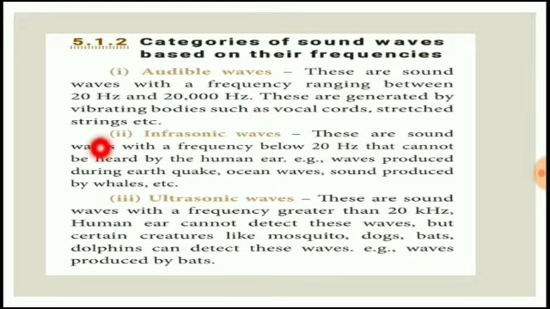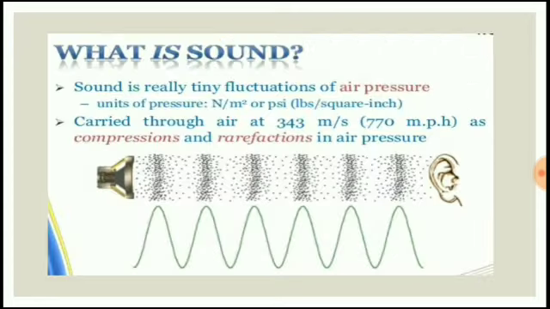Okay, and the third one is ultrasonic waves. These are sound waves with frequencies greater than 20,000 hertz. The human ear cannot detect these waves, but certain creatures like mosquitoes, dogs, bats, and dolphins can detect these waves. Example, waves produced by bats. Okay, students, these are the categories.